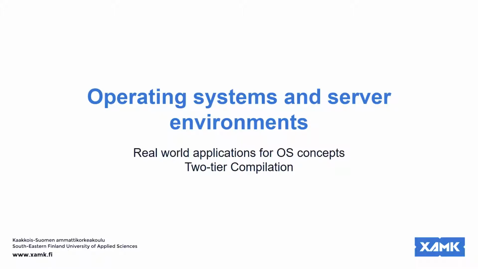In particular, we're going to look at a couple of real-world examples, that is different types of virtualization, and also a concept called two-tier compilation. Both of these virtualization products, such as virtual machines and containers, are something that an IT professional will run into very often. Two-tier compilation, on the other hand, is something that you probably have already run into. It's just something that has not been explicitly explained because it's a concept that is in the background.